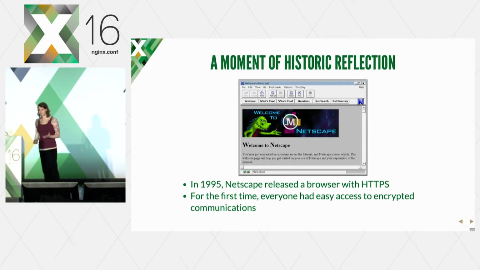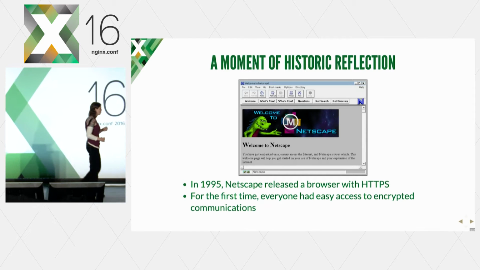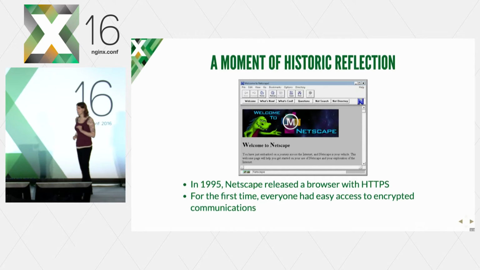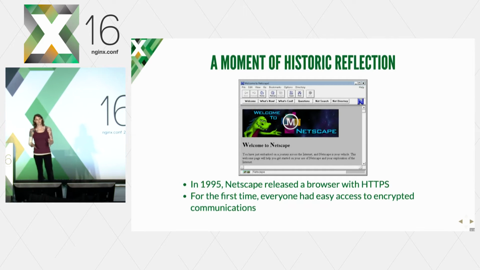Now, if you guys are good at arithmetic, you've probably figured out that 1995, besides being the year that M&Ms died, was 21 years ago. 21 years. So you're probably thinking in your head, well, if it's been 21 years, surely by now the entire internet, every website, is using HTTPS. I mean, right? It's been 21 years.